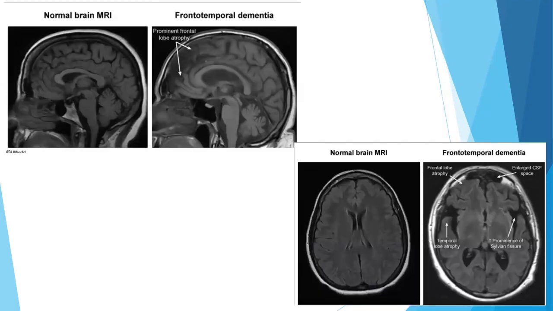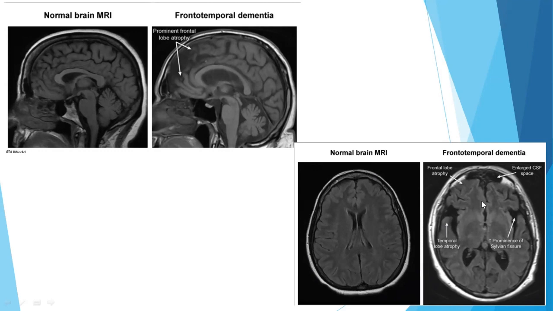So this patient was having frontotemporal dementia, where the patient generally has prominent frontal lobe atrophy, as shown in this MRI. This is the normal, this is the affected MRI. Again, this is a normal brain MRI, and here you can see frontal lobe atrophy with large CSF space and temporal lobe atrophy, and increased prominence of the Sylvian fissure due to the temporal lobe atrophy. So in frontotemporal dementia, frontal and temporal parts are affected.